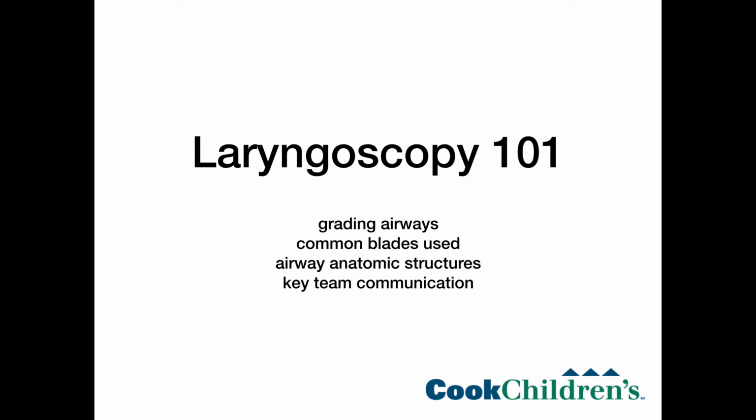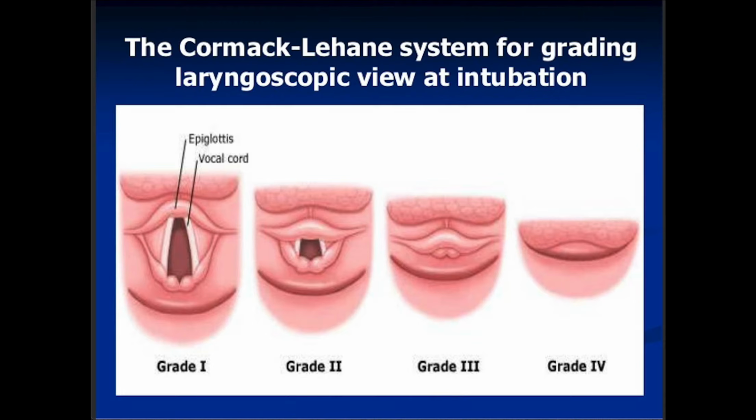What kind of tools do we use? What kind of communication are we looking for? What are some anatomic structures we want to be able to identify to communicate to the airway team what's being seen? So let me start out by showing how we grade airways.